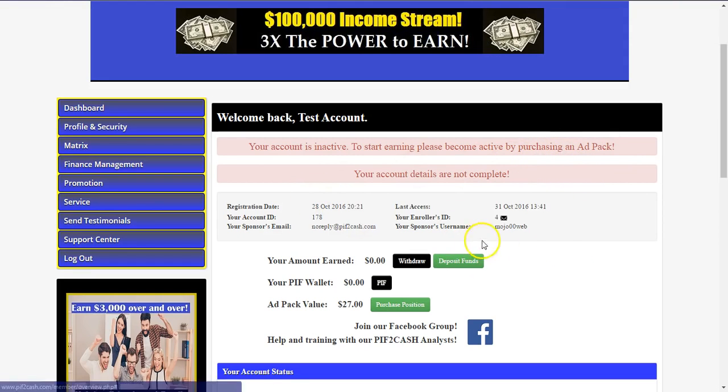If you click this button, you're going to get an error. This is because ad packs are not available yet. We have not launched, and that means you cannot purchase ad packs at this time. When we launch, then you will be able to click this button and literally go to the page where you can purchase an ad pack and start your progress here at PIF2CASH.